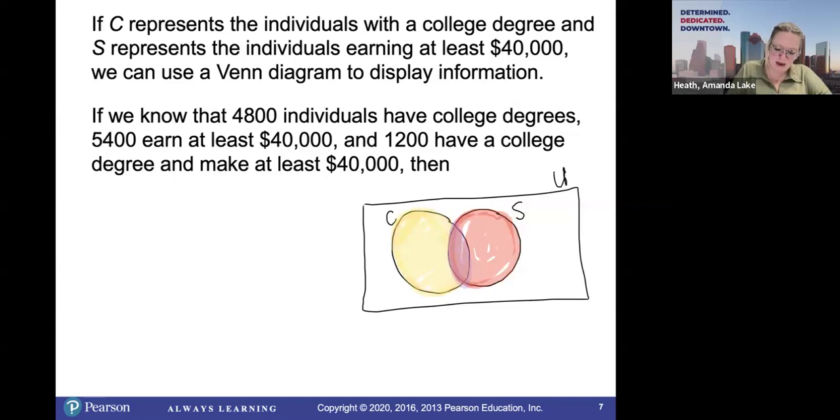The easiest way to go about this, in my opinion, is to start in the middle of our Venn diagram and work our way out. We know that the overlap here is 1,200 because 1,200 have a college degree and make at least $40,000. And then, like I said, I know that the entirety of the set C has 4,800 in it. So this part that's yellow but not purple will be 4,800 minus 1,200, and that's 3,600.